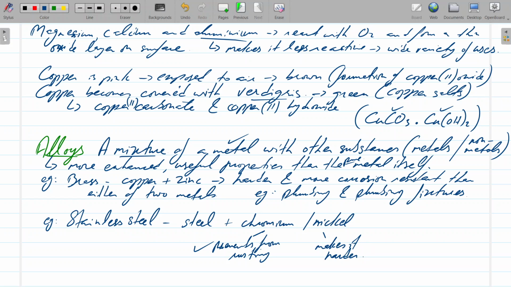What is a nickel? Nickel is an element, and its symbol, if I can just find it, I believe it's, well, obviously it starts with an N, and I believe, yes, Ni. So it's element number 28. Okay. Nickel, and chromium is Cr.